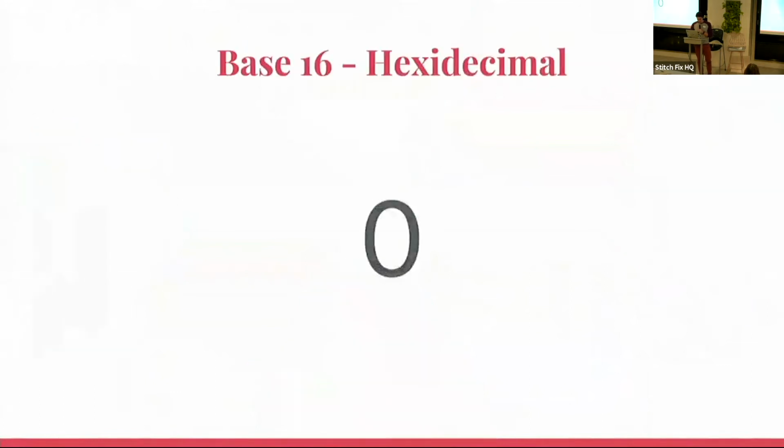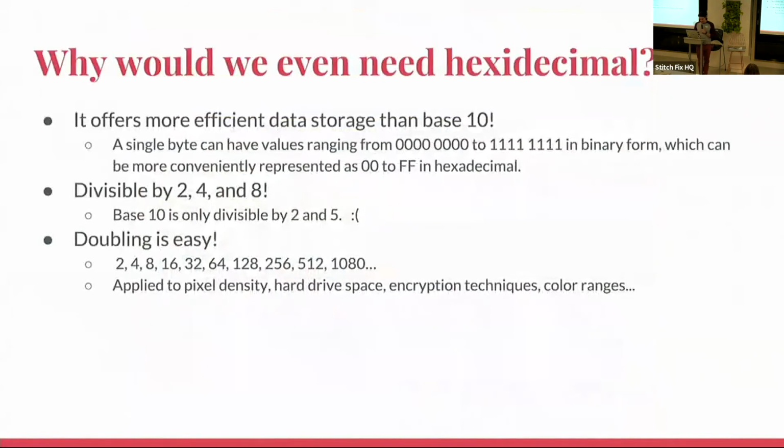So let's talk about base 16. So hexadecimal, you start with 0, 1, 2, 3, 4, 5, 6, 7, 8, 9, A, B, C, D, E, F, 10, 11. It's pretty obvious. So why would we need hexadecimal?